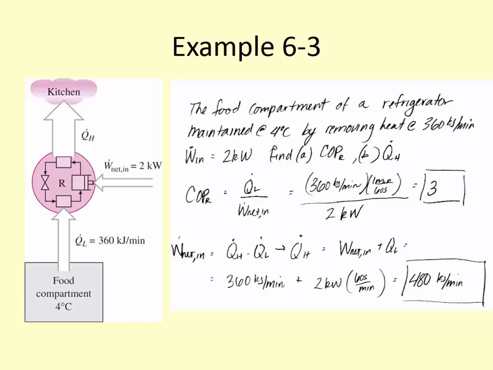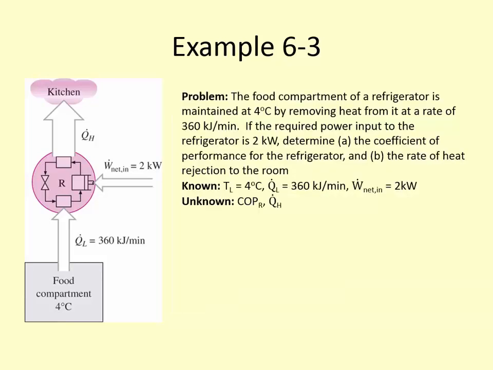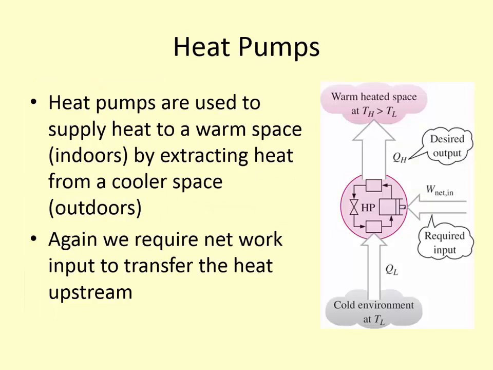Okay, so again, very easy equations. The confusion comes in when we start looking at heat engines, refrigerators, and heat pumps and dealing with them differently. So coefficient of performance versus efficiency versus work in and work out. We have to make sure we understand the systems. Okay, so a heat pump is used to supply heat to a warm space, usually the indoors, by extracting heat from a cooler space, which is the outdoors.